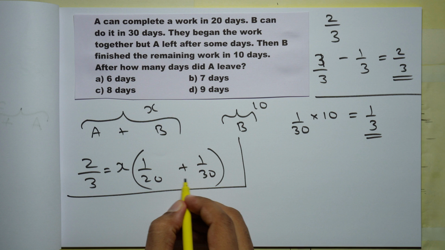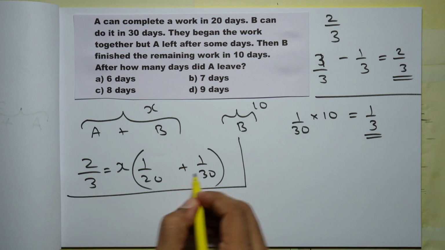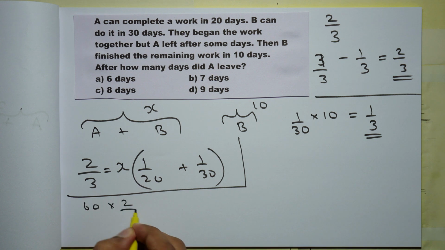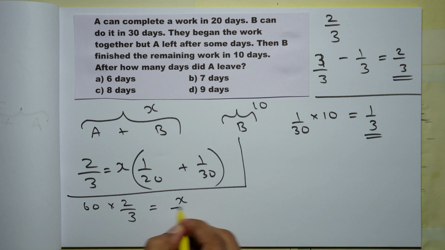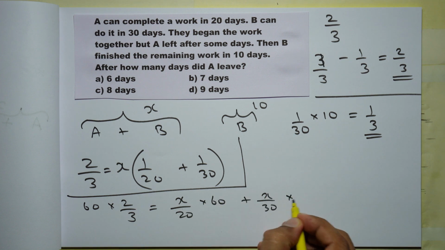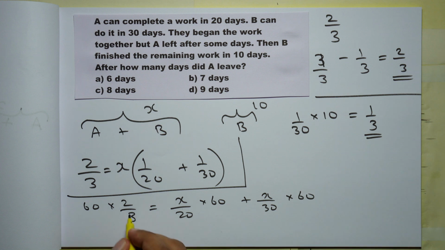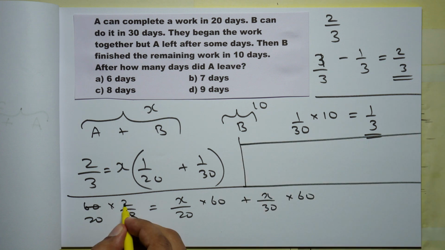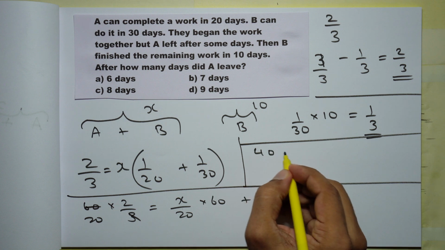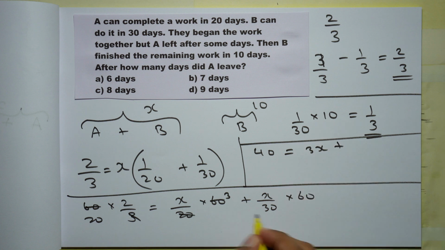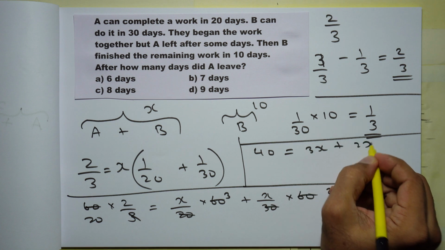Now the LCM of 20 and 30 is 60. So we'll multiply by 60, and all the denominators will cancel out. So 60 into 2 by 3 is equal to x by 20 into 60 plus x by 30 into 60. Here 3 divides 60, 20 times. So 20 into 2 gives you 40, is equal to, here 20 divides 60 three times, so that will be 3x. Here 30 divides 60 two times, so that will be 2x.